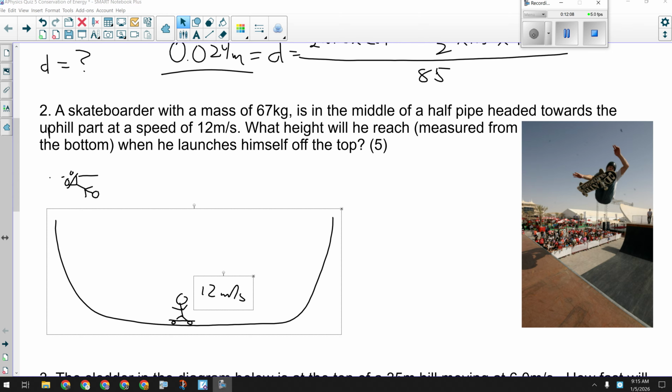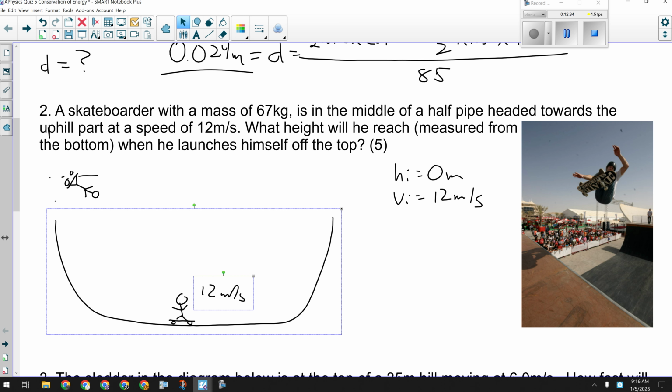What kind of energy does he have at the bottom there? He only has kinetic, right? Because he's on the ground. His height is 0 in the middle of the half pipe. He can't fall through it, right? So he can't go any lower. So if I'm looking at that, okay, his initial height is 0 meters. And his initial speed is 12 meters per second.